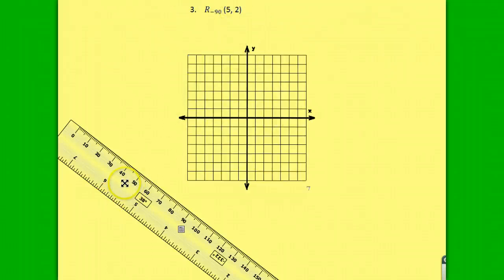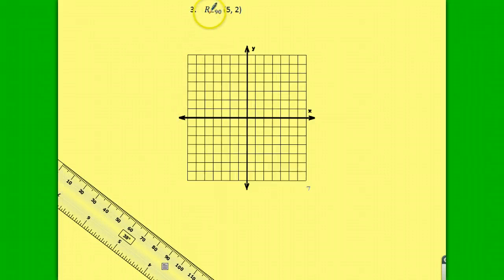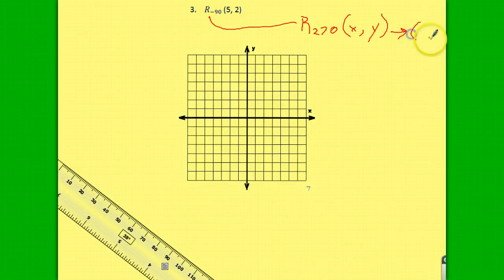Just a quick little neat thing going there. Now, a rotation of negative 90 is the same as a rotation of 270. And I remember a rotation of 270, my xy becomes, switch them, y comma negative x. So my coordinates 5, 2 become 2 comma negative 5. So 5, 2, that's A, and 2 comma negative 5 is A prime.